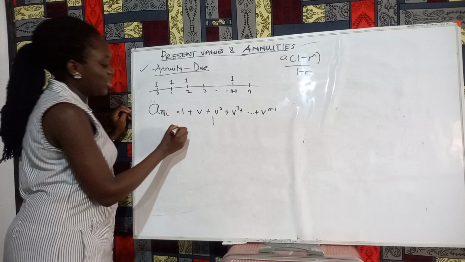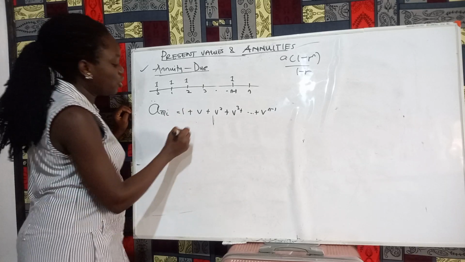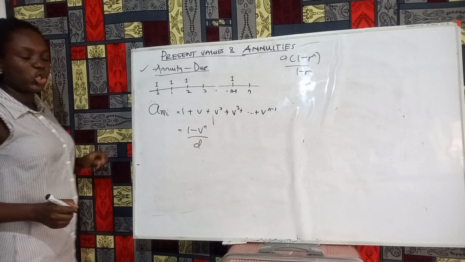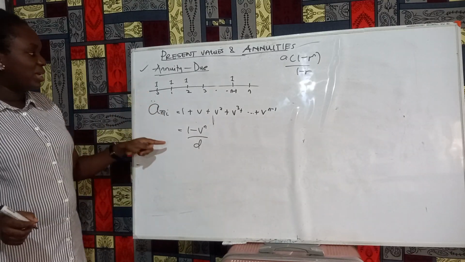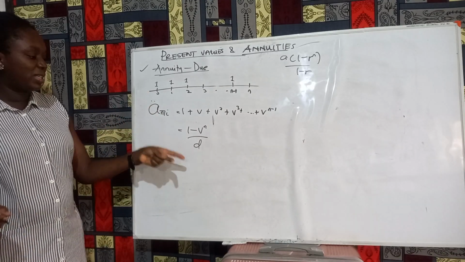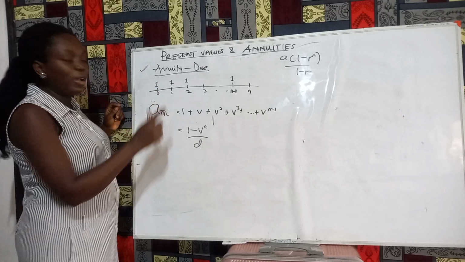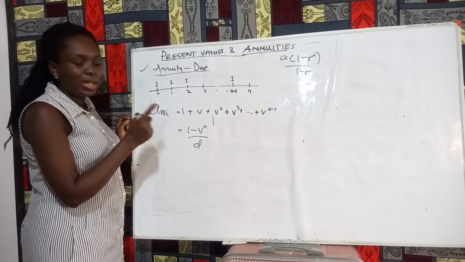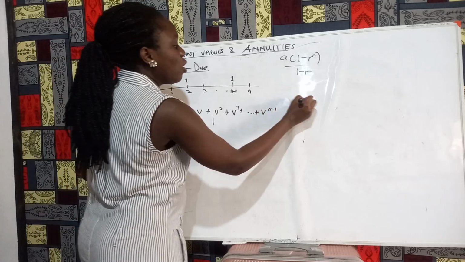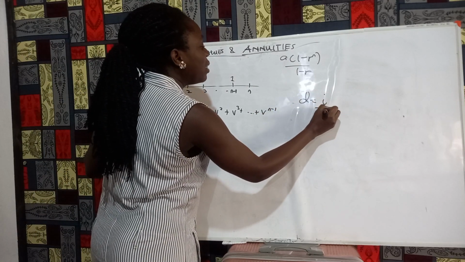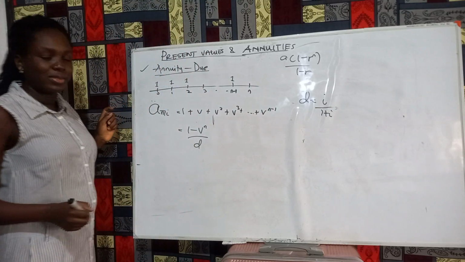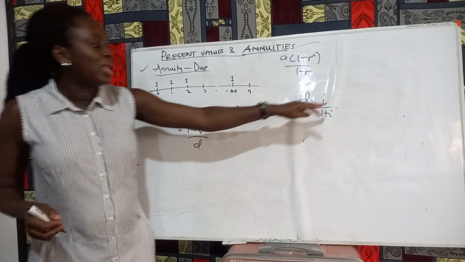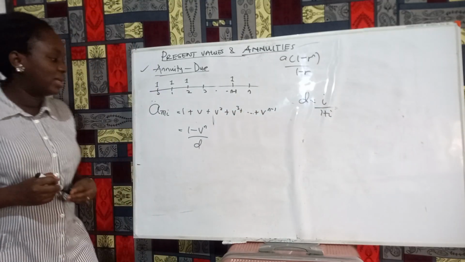So you can try that, and if you simplify it, you should get 1 minus v to the power n all over d. The difference between this present value of annuity due and the present value of annuity immediate is that for immediate, the denominator is i, which is the interest, but for due it is d. Now d is equal to i over 1 plus i. It's a notation that is used to represent i over 1 plus i. All right, good.